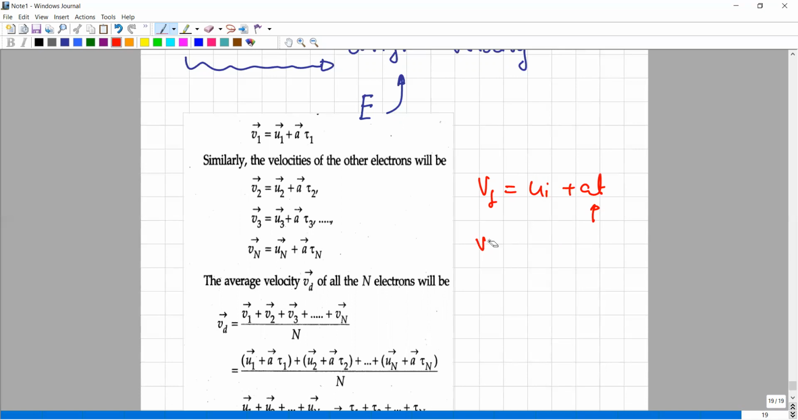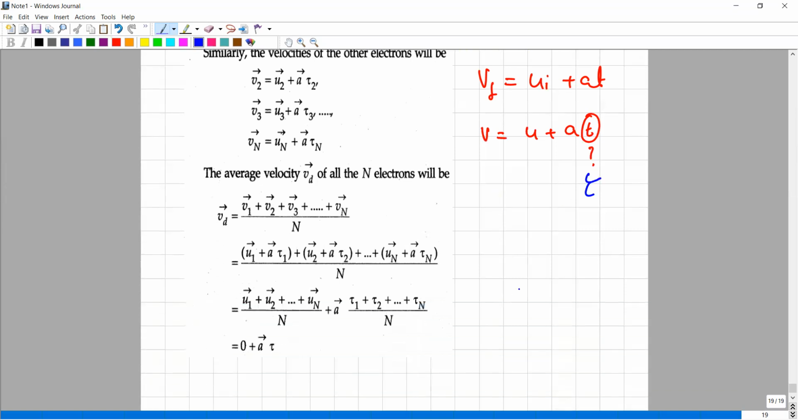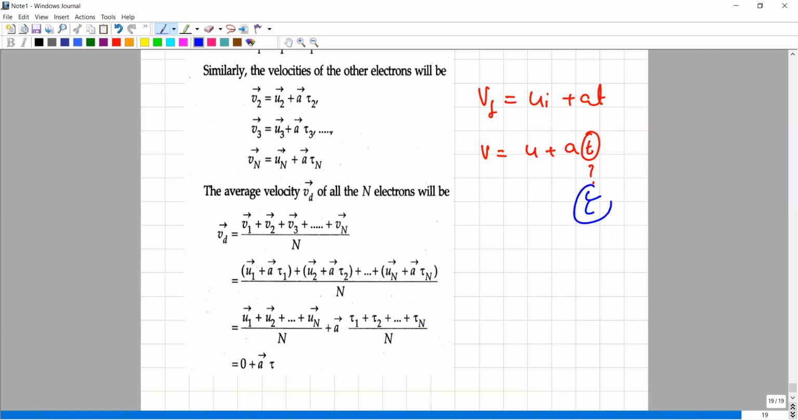So V final, or the velocity of any electron, will become the initial velocity of the same electron plus the acceleration due to this electric field times time. But what is this time? This time is written with the symbol tau, and tau is the relaxation time. We'll be discussing this here. Okay, this is relaxation time.